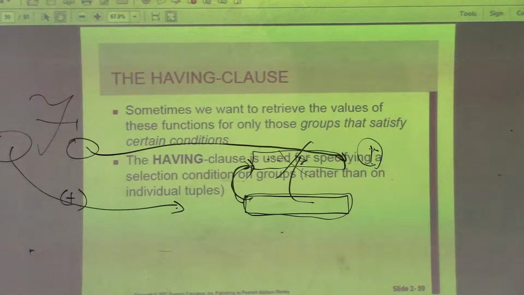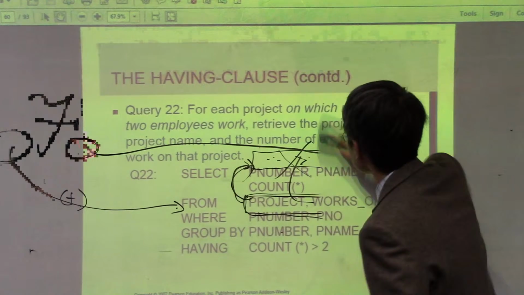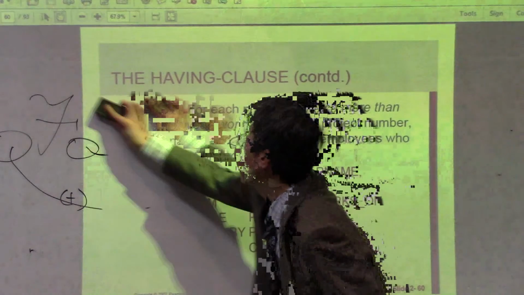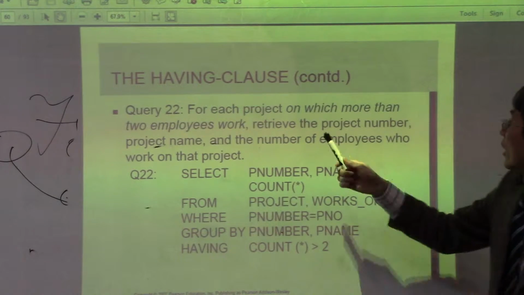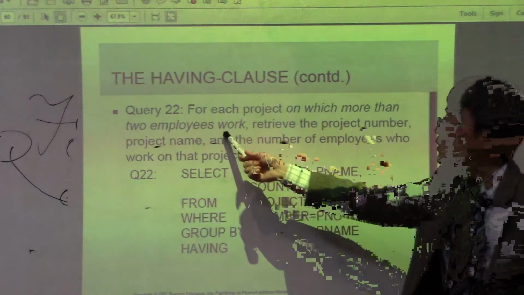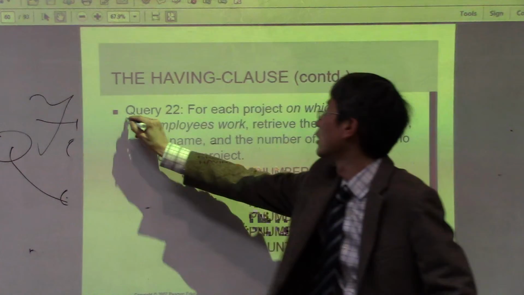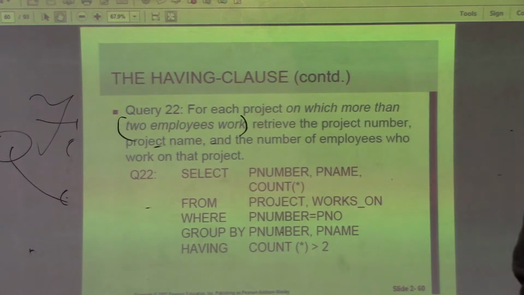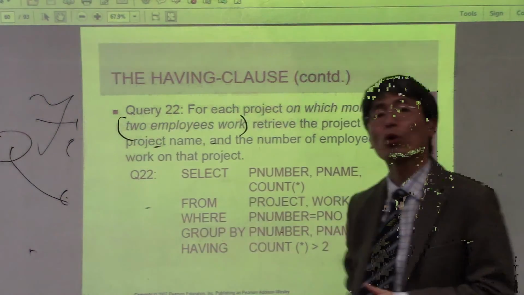Last one, HAVING. Query 22 is for each project. For each project, it's a group. And which projects have more than 2 employees working, and retrieve the project number and so on. For each project, which has more than 2 employees.